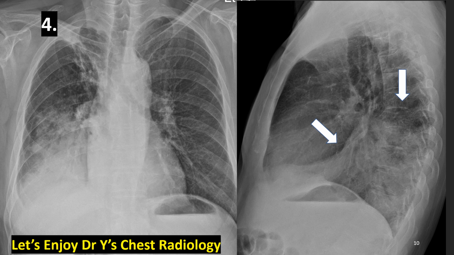Let's confirm it from the lateral film. We only see one diaphragm with the gas-filled stomach on the left side. Where is the right diaphragm? It's involved in the right lower lobe collapse.